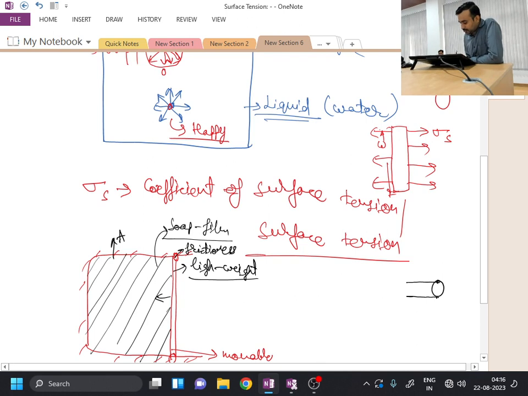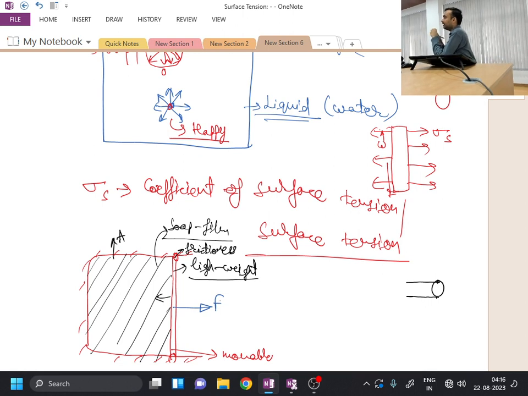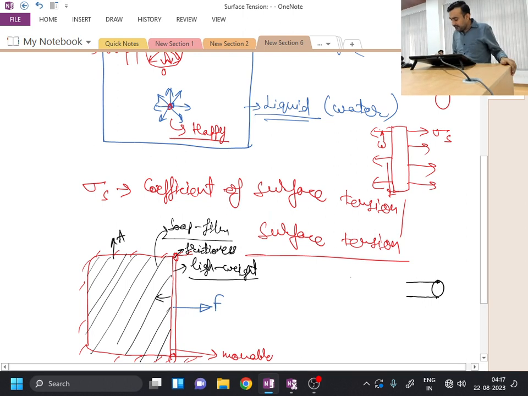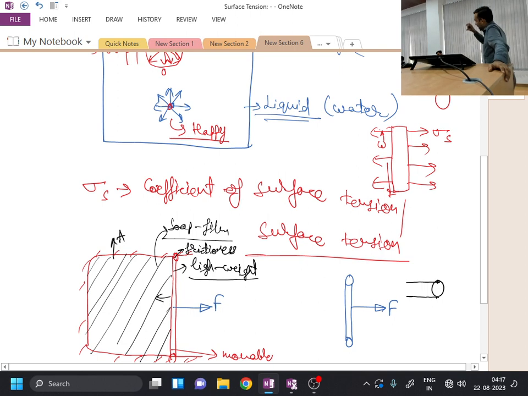Now, if I want to maintain this rod at this location only, I have to apply some force in the opposite direction to maintain the rod. Say F is the amount of force which I am applying in the opposite direction to maintain the rod at this particular location. If I consider the rod and draw the free body diagram, then F amount of force is applied on the rod to keep it fixed at a given location, and this rod is connecting two liquid interfaces, one from the top and one from the bottom.